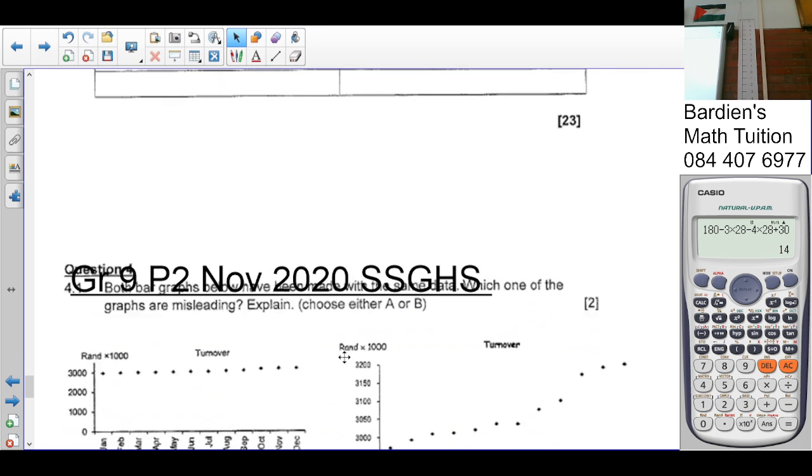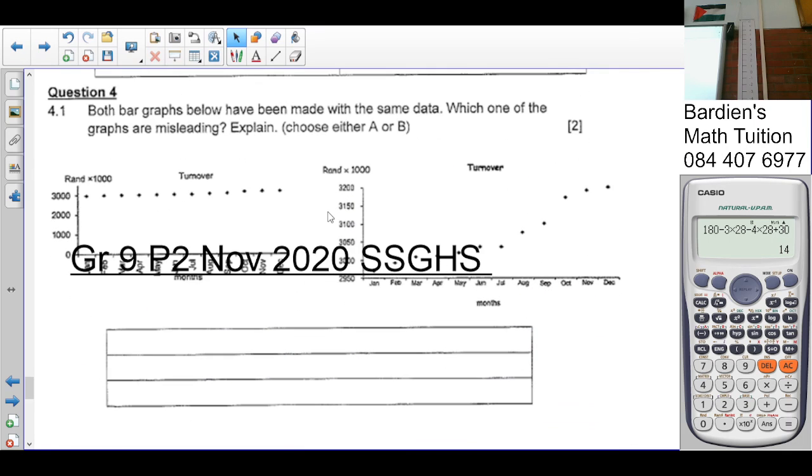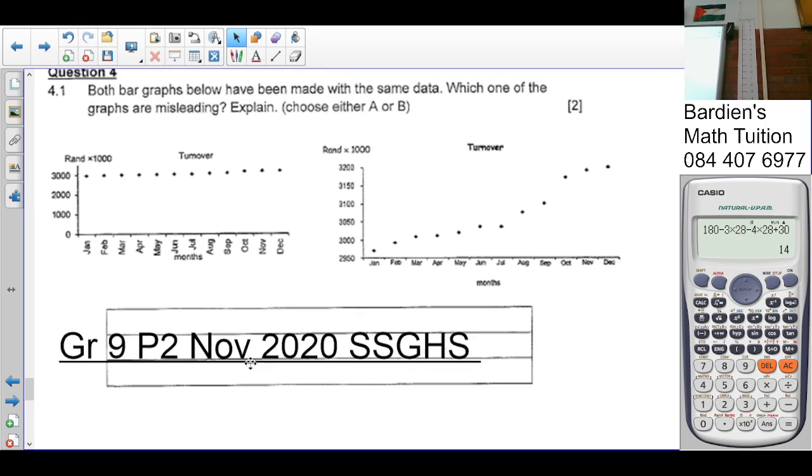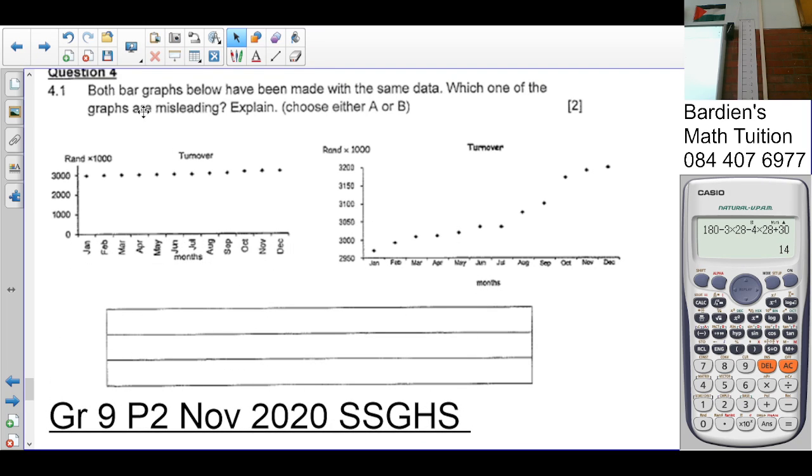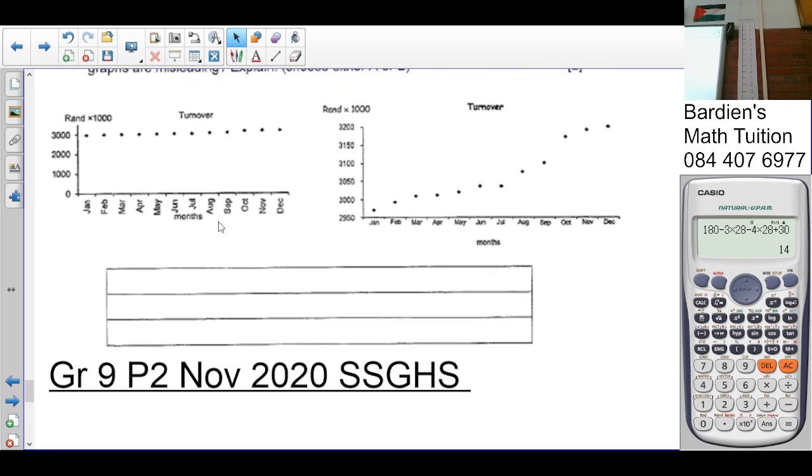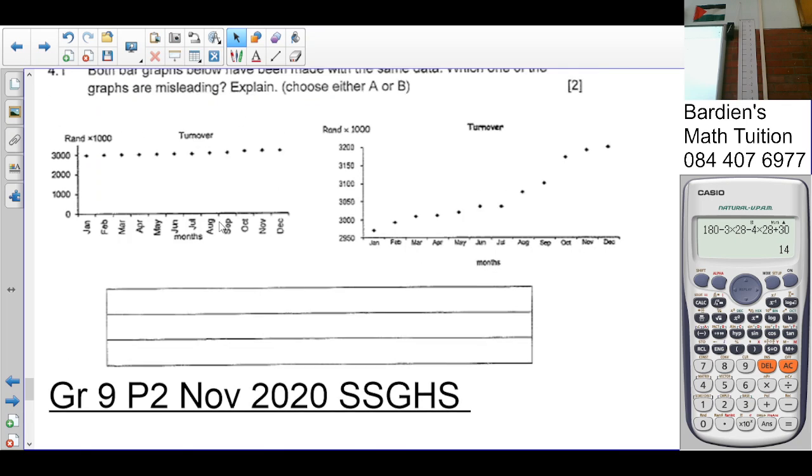Okay. So in question 4, in 4.1, we are told both bar graphs below have been made with similar data. Which one of the graphs is misleading? The same data is used here. So which of the two is misleading? A or B? I would say A, the first one. Why?